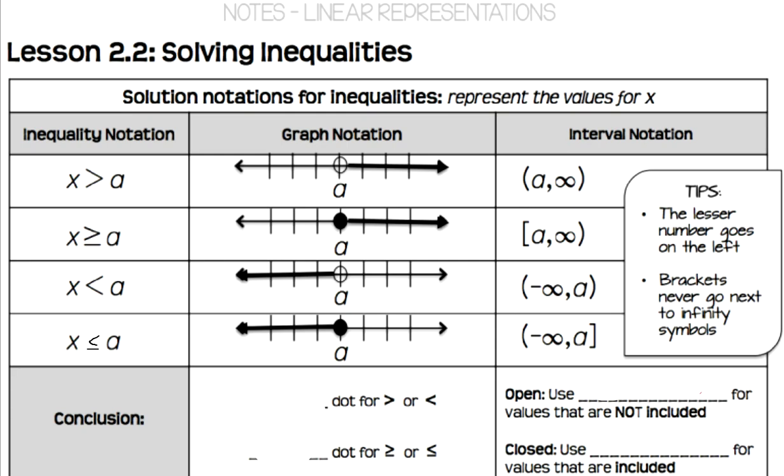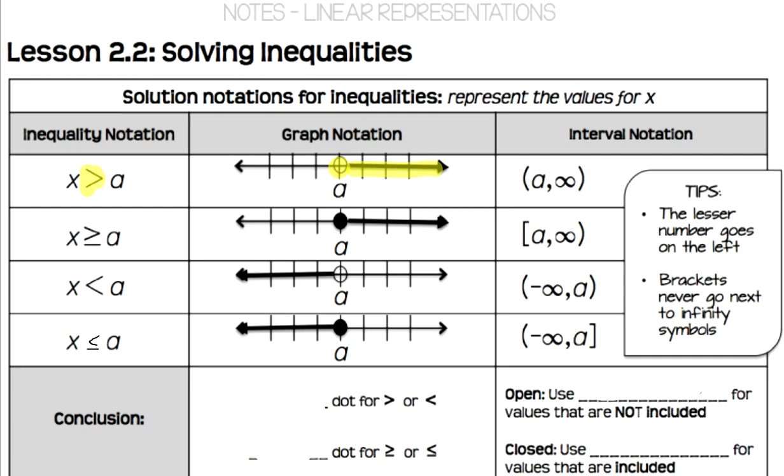The first inequality that we're going to talk about is x is greater than a. So the greater than symbol is what we use for the inequality notation. When we're graphing and x is greater than a, we use an open dot at a, and then we use an arrow to indicate the numbers that are greater than a on the number line. So those would be going to the right.